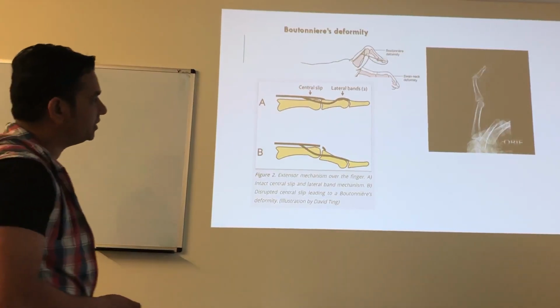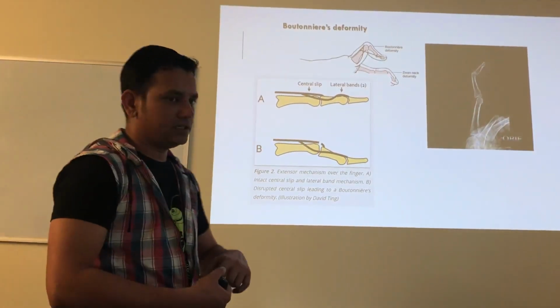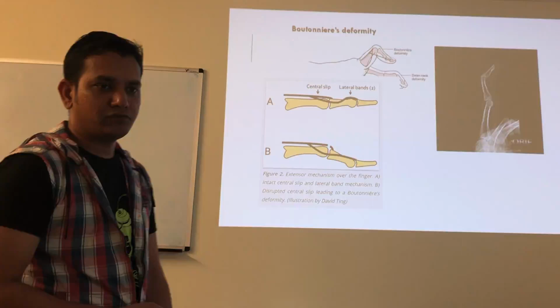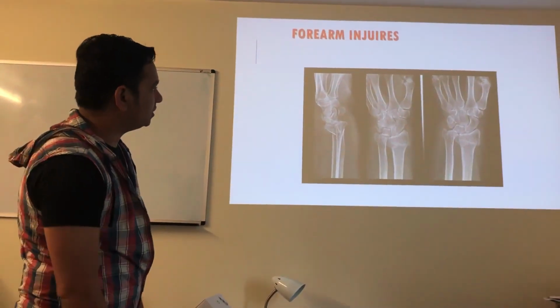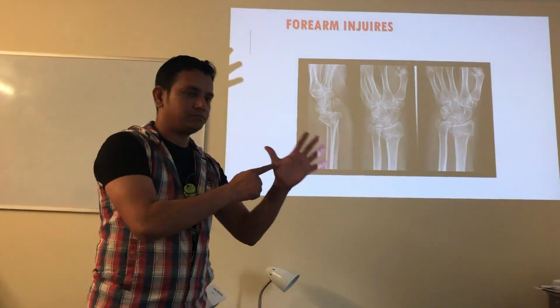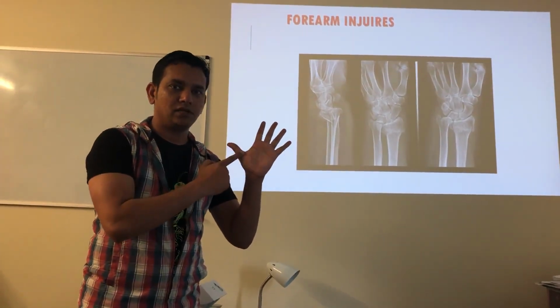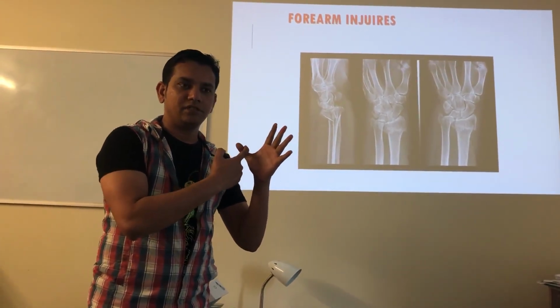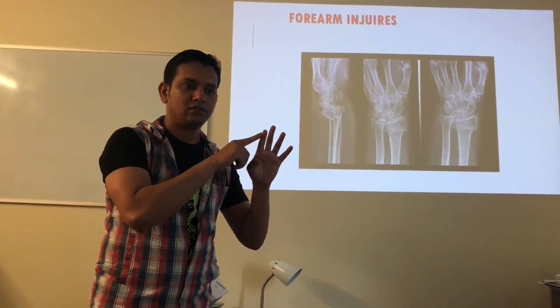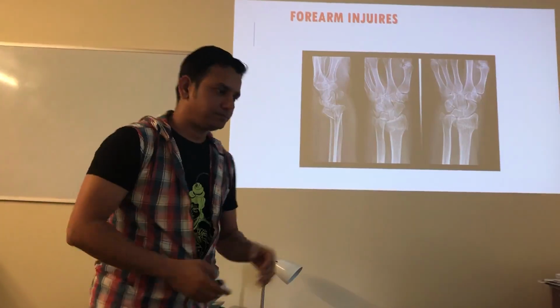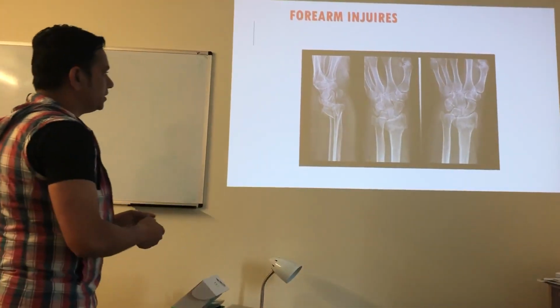That's Boutonniere deformity. Again, you can put them in a mallet splint and ask them to follow up with the fracture clinic. Let's go to forearm. So we're done with the finger. We did Bennett's, Rolando, gamekeeper, boxer, mallet, and boutonniere. Okay. Now we'll go to wrist.